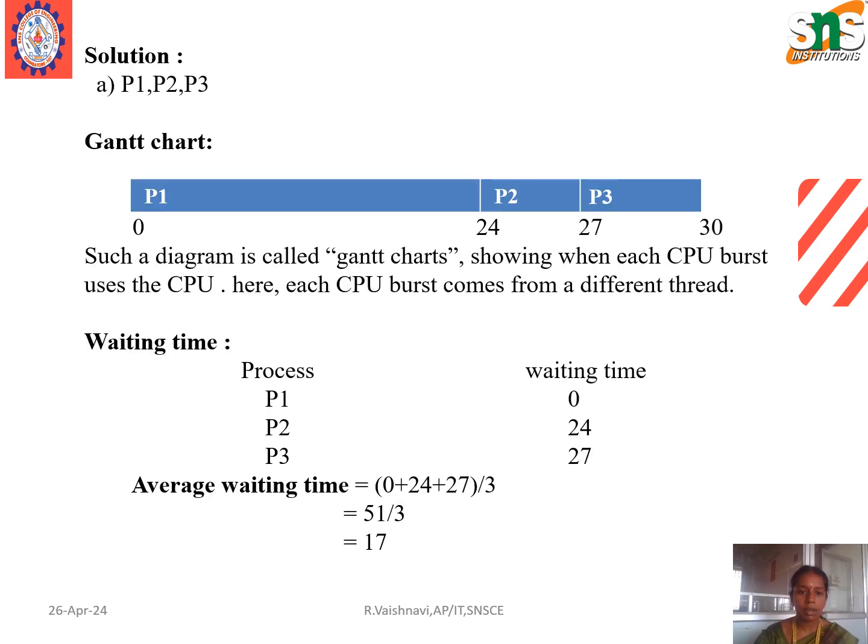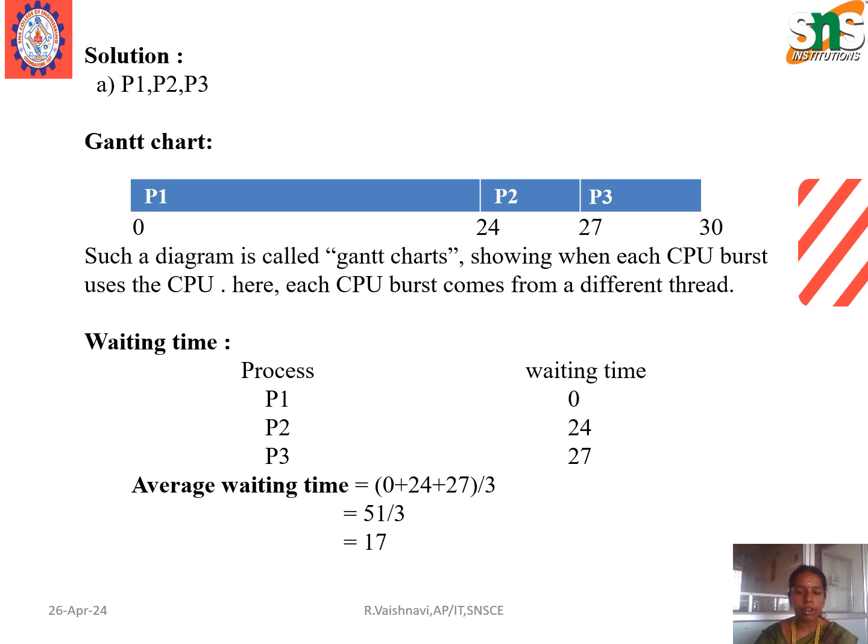Solution for this problem: first we have to draw the Gantt chart. Here for process 1, the burst time runs from 0 to 24. Then for process 2, the burst time is 3, so we add 24 plus 3, 27. Next for process 3, the burst time is 3, so we add 27 plus 3, 30. This diagram is called the Gantt chart.